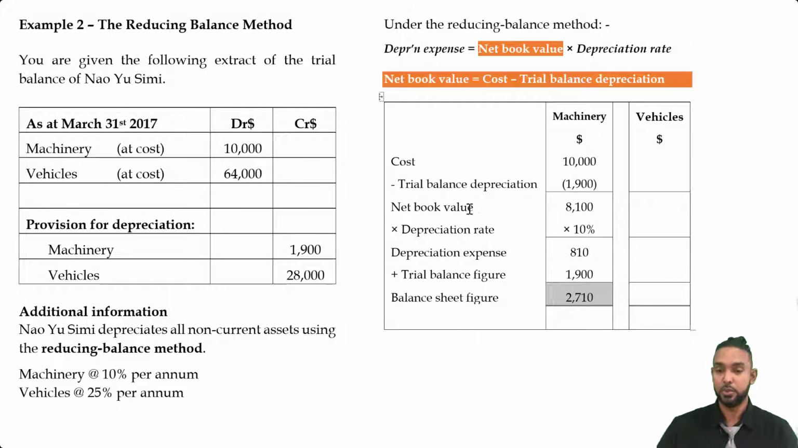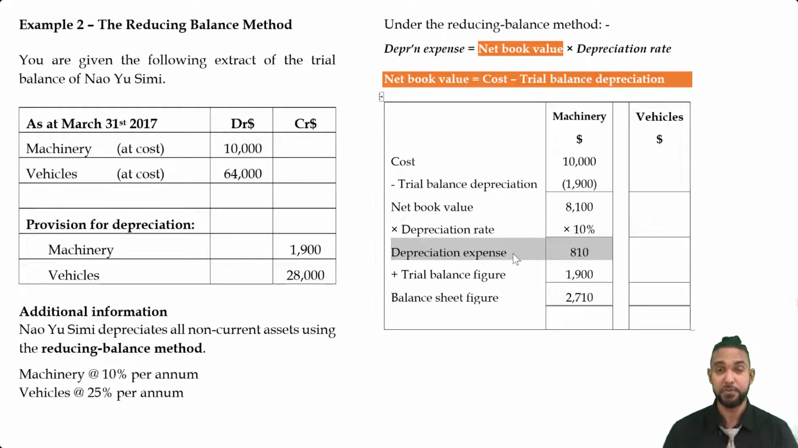Again, to get it, you had to take the depreciation rate and multiply it by the net book value. To get net book value, that's cost minus the depreciation, which they gave us on the left side. So cost minus depreciation is net book value. Multiply that by the depreciation rate, and that'll give us the depreciation expense. That's the income statement figure.